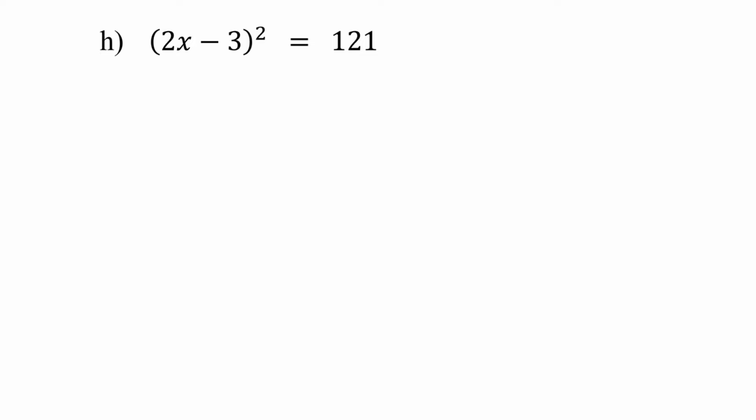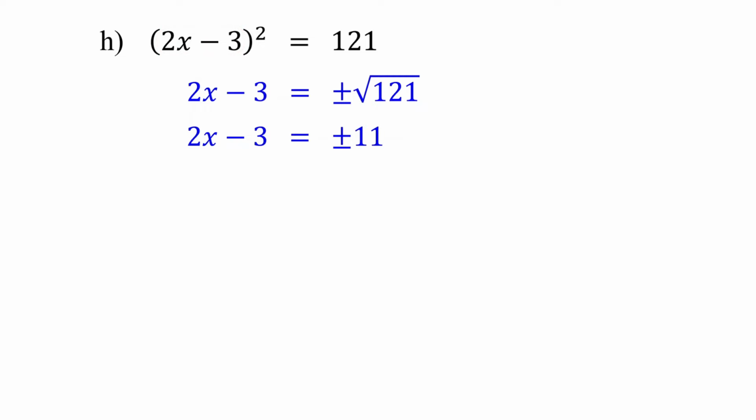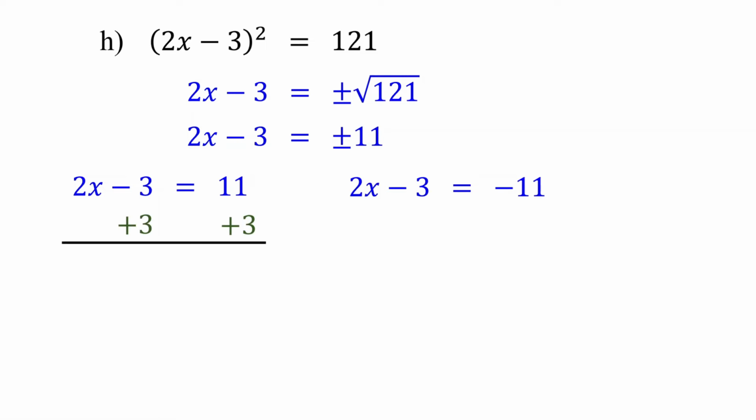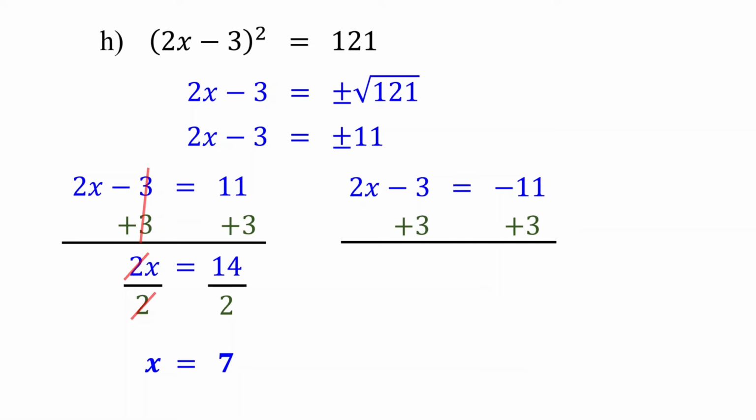Just like in the previous example, you can treat the entire binomial as a single variable and apply the square root property directly. The square root of 121 is 11. Next, write down the two equations and solve them. Starting with the first equation, add 3 to both sides of the equation to isolate 2x. Then, divide both sides by 2, and you get x equals 7. For the second equation, again, add 3 to both sides of the equation to isolate 2x. Then, divide both sides by 2, and you get x equals negative 4. Therefore, the solutions are x equals 7 or negative 4.